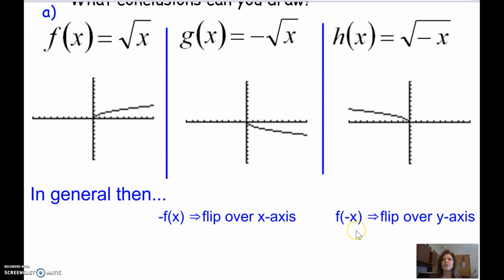If I do f of negative x, I put that minus in the function before I do it, that's going to change it sideways, horizontally.